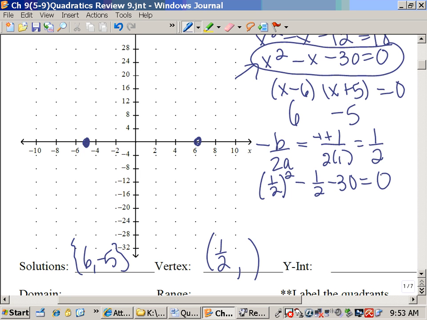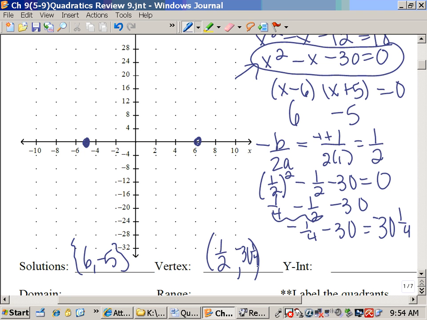I'm going kind of fast because I'm assuming you've already tried this. Okay, 1/2 squared is 1/4 minus 1/2 minus 30. 1/4 minus 1/2 is negative 1/4 minus 30. And I'm going to say that's negative 30 and 1/4. Okay, so I have to go to positive 1/2, which is really, really close to 0. Positive 1/2 and down to negative 30 and 1/4. Somewhere in there. What is the y-intercept?